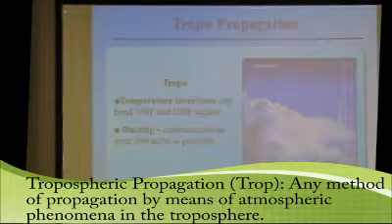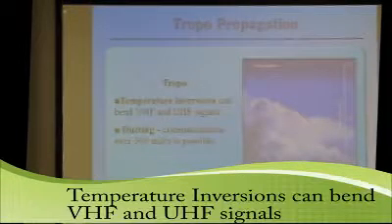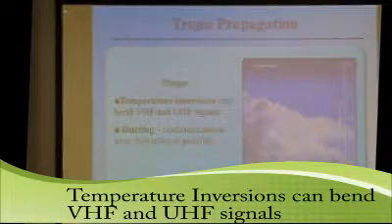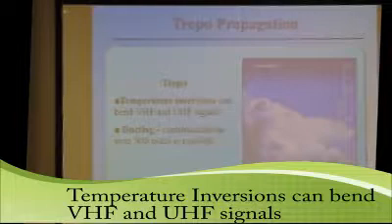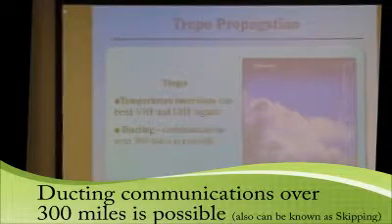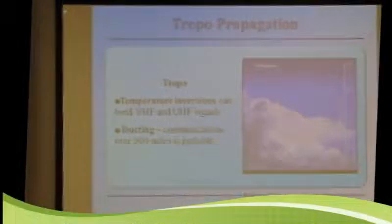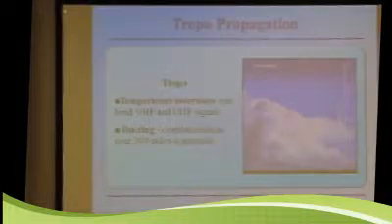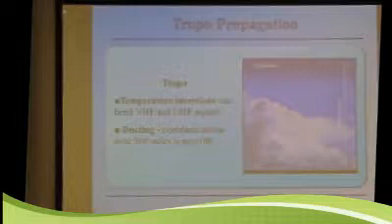Tropo propagation. Temperature inversions can bend UHF and VHF signals. Something called ducting is possible, can cause UHF-VHF communications over 300 miles. I have experienced this a number of times. Actually, fall and spring are some of the best times to experience it. You probably have experienced, if you've got an FM radio, maybe you've tuned across the band and you've heard some signals that you don't normally hear.